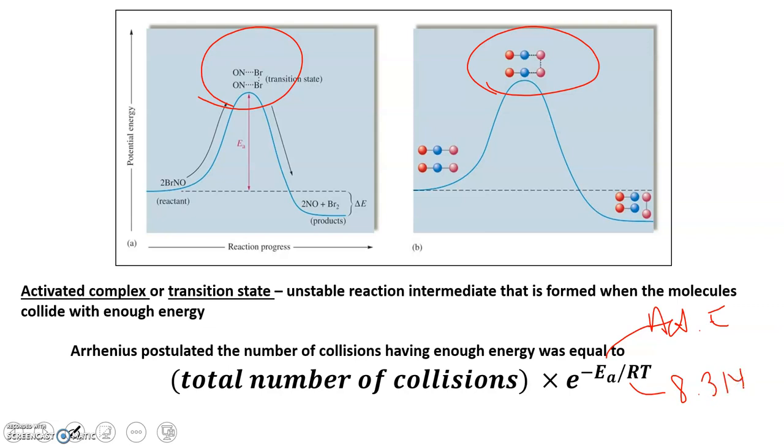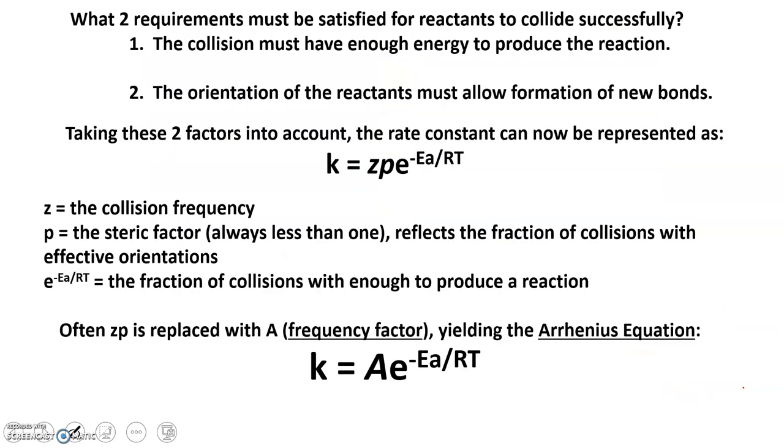This is not really an equation that you're going to have to do a lot of calculations with, but it's just showing you that the number of collisions that are going to have enough energy is related to the activation energy and the temperature. So again, this is not a calculation that you're going to have to do, but you should have an idea that Arrhenius did come up with an equation to figure out how many collisions in a reaction are actually going to be successful.